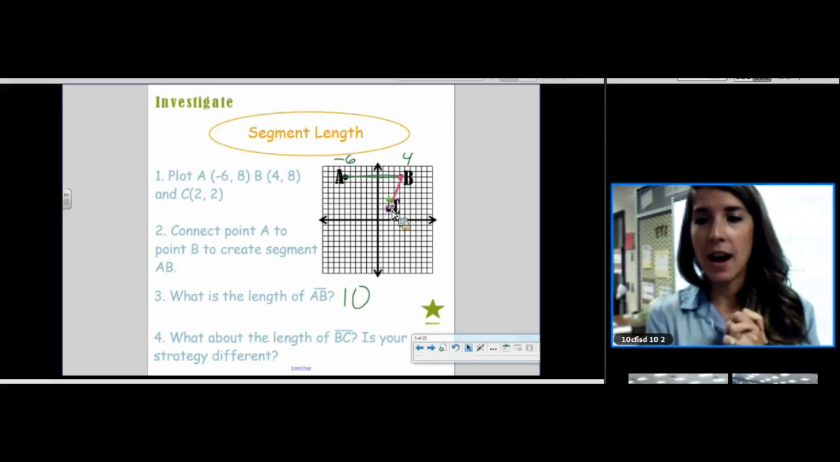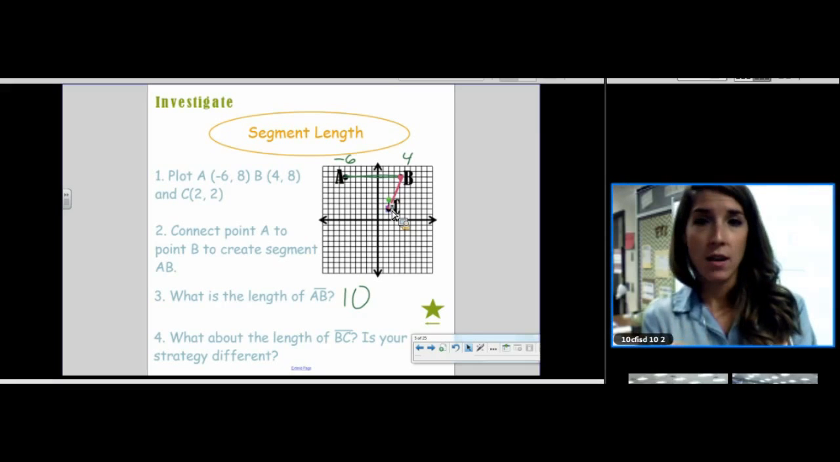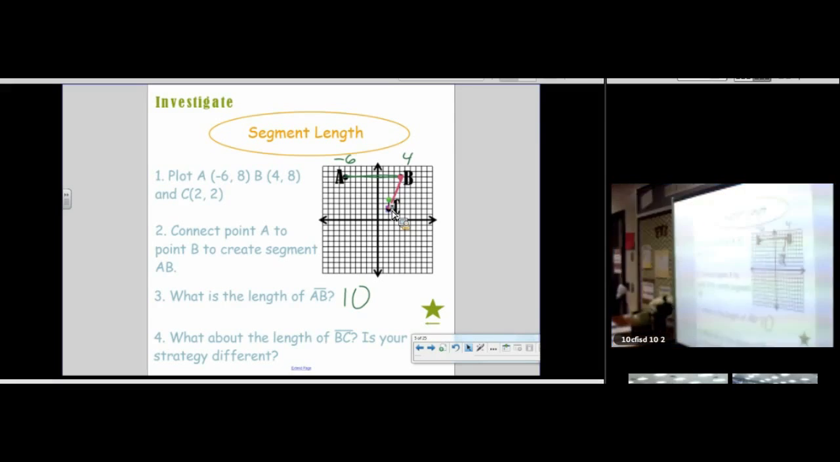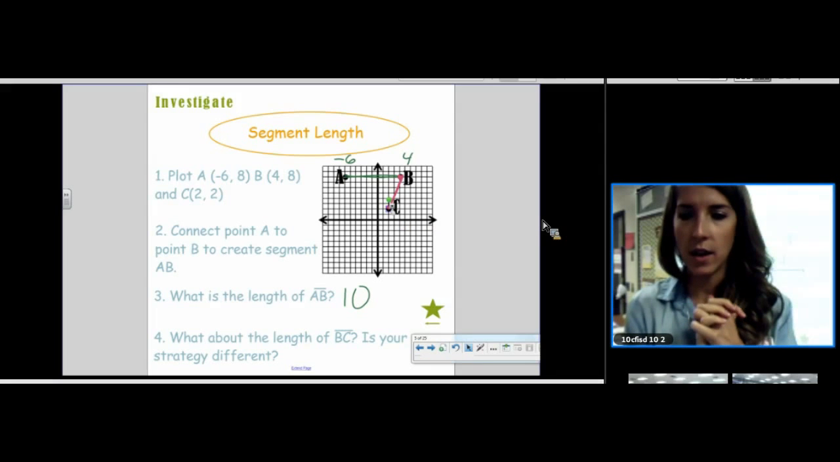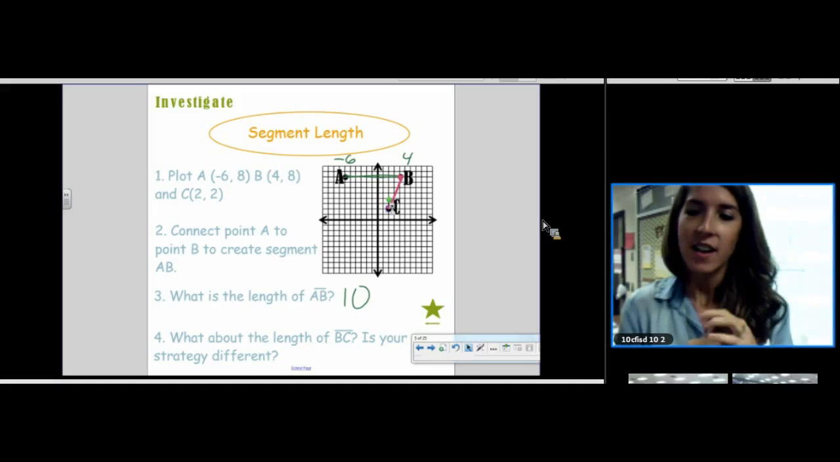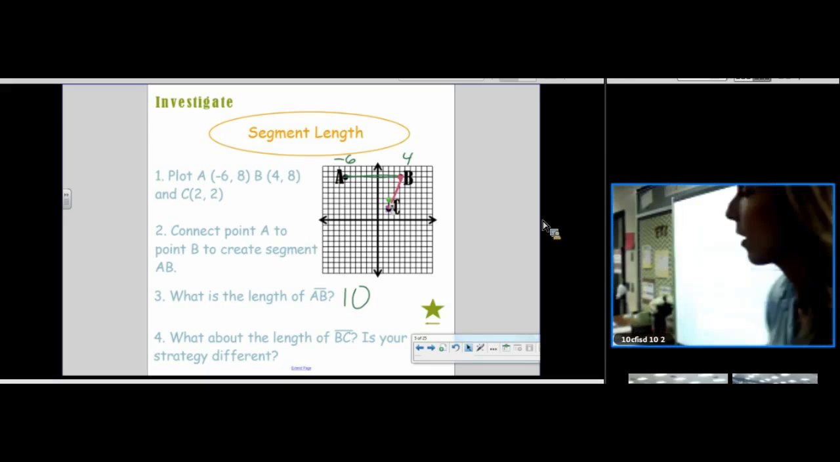So today we're kind of talking about the difference between finding the distance from A to B versus finding the distance from B to C. So that's what we're discovering and going over today. Rise over run slope will play a part in it. Not the actual slope, but the actual counting up and over will definitely play a part into what we're doing today.